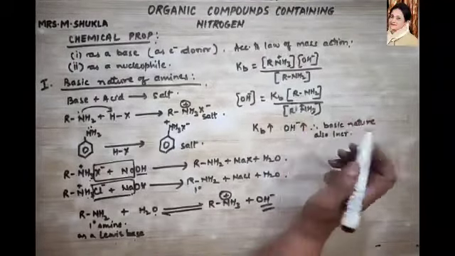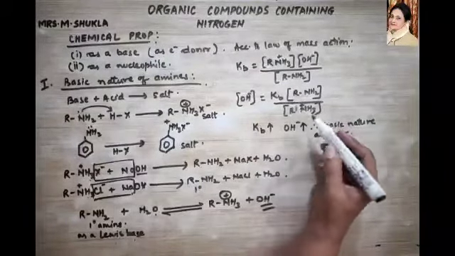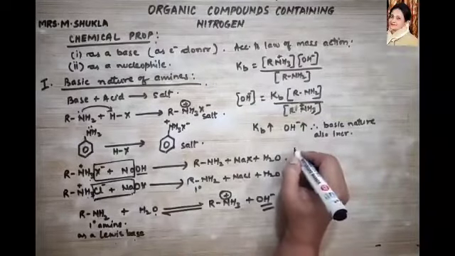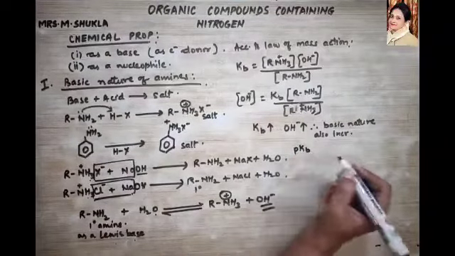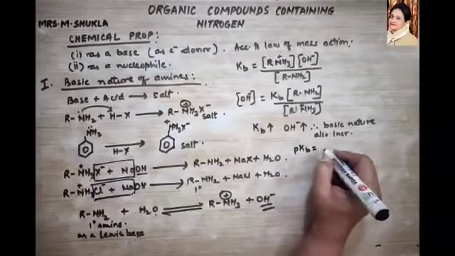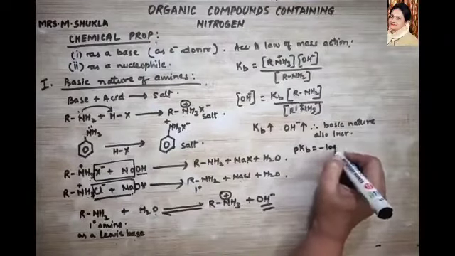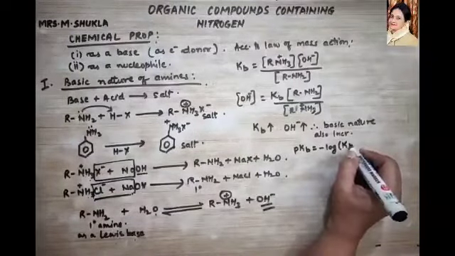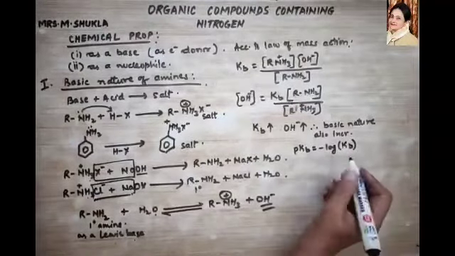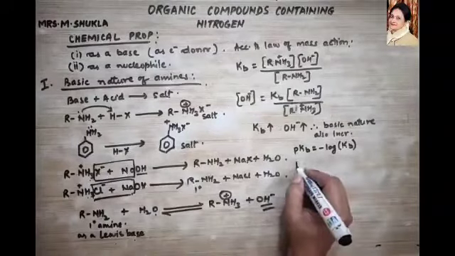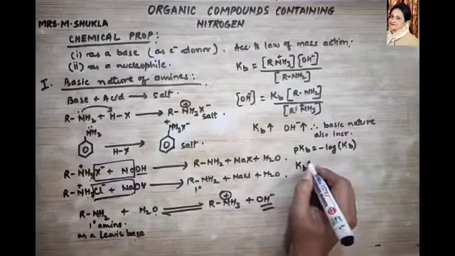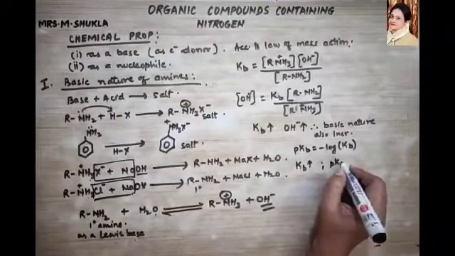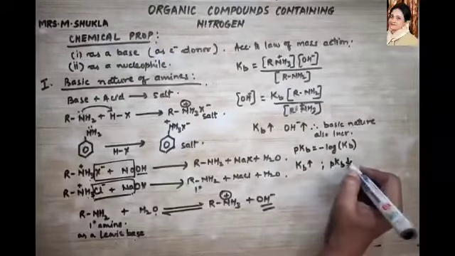But we calculate the value of the dissociation constant better in this form, in pKb form. And what is pKb? It is equal to the negative logarithm of the dissociation constant. Okay, so what can we say? That if the dissociation constant value is high, then the pKb value will be low.